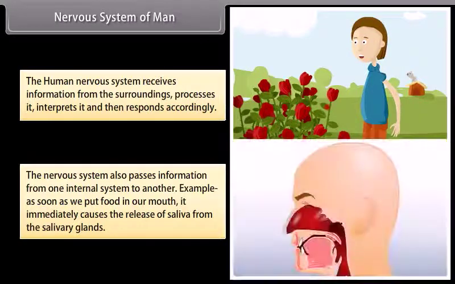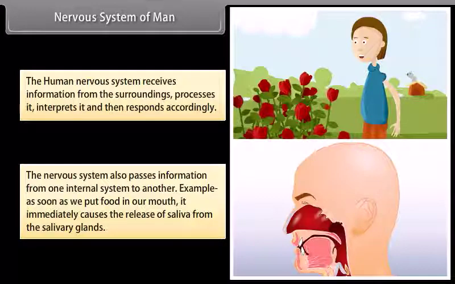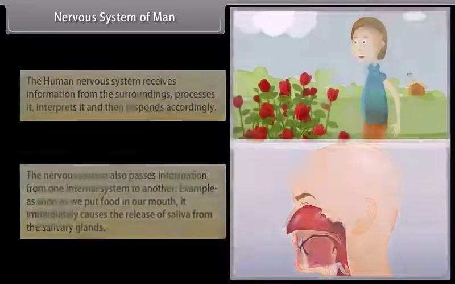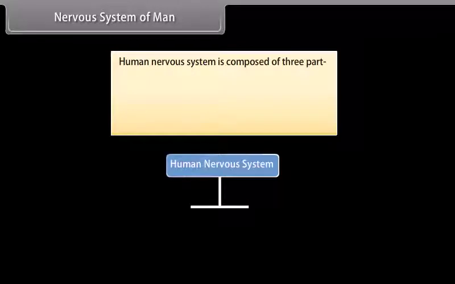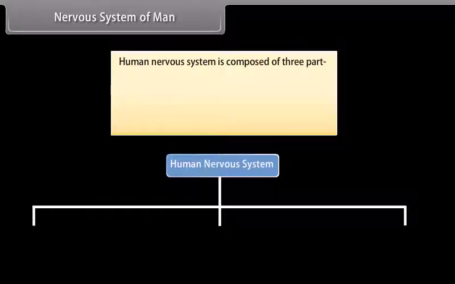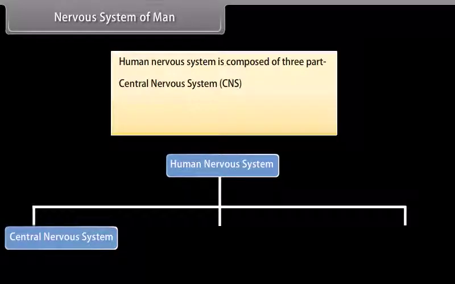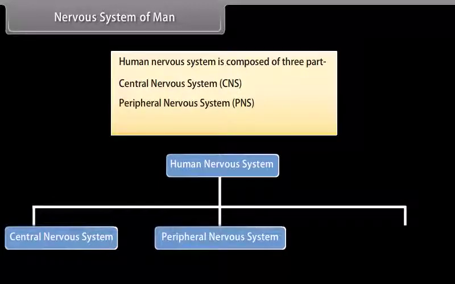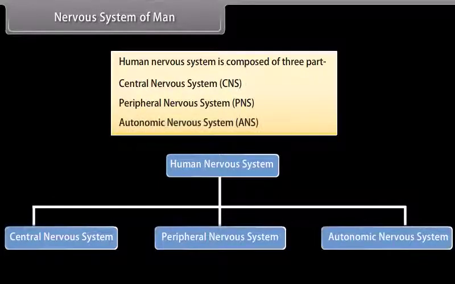Example: as soon as we put food in our mouth, it immediately causes the release of saliva from the salivary gland. The human nervous system is composed of three parts: the central nervous system, CNS, the peripheral nervous system, PNS, and the autonomic nervous system, ANS.